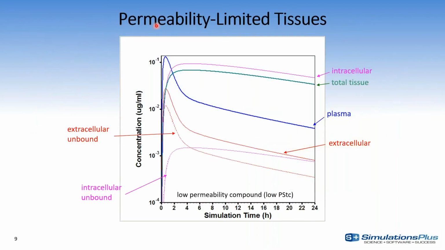And again, here is the plot for the view of the tissue concentrations when you use permeability-limited tissues. The blue line is the plasma concentration. You can see that the extracellular concentration in those tissues reaches equilibrium with plasma instantaneously. But for the intracellular space, it usually takes longer to reach equilibrium. So does the total tissue concentration.